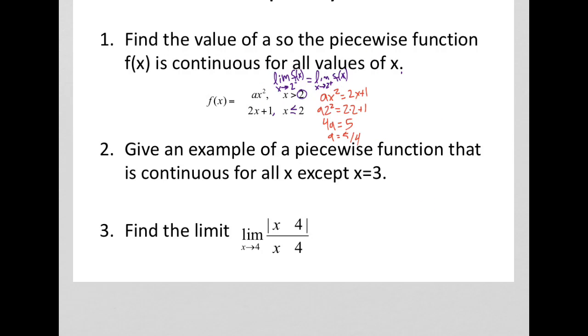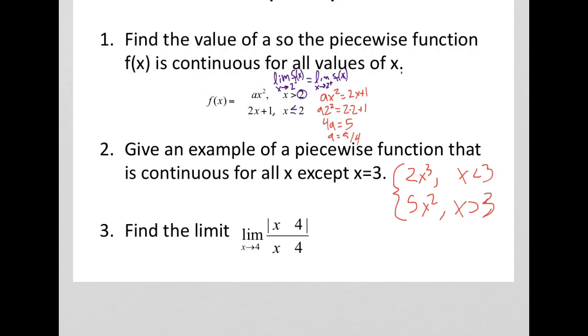Problem number 2 says give an example of a piecewise function that is continuous for all x except for x equals 3. Well, any piecewise function that is not continuous at x equals 3 will work as long as it's continuous everywhere else. So let's just make something up like 2x cubed when x is less than 3, and 5x squared when x is greater than 3. That is defined everywhere except for 3, and it's defined by polynomials, which are continuous, so we're good.